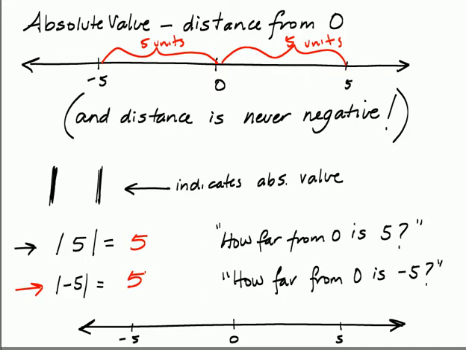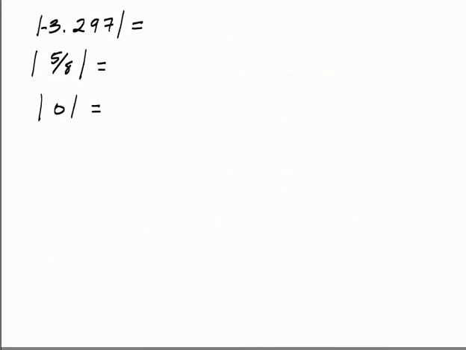Okay, next couple problems. What's the absolute value of -3.297? If you put that on the graph, how far away from zero would that be? Well, it would be 3.297 units. Pretty easy. How far is 5/8 away from zero? What's the absolute value of 5/8? 5/8. What's the absolute value of zero? How far is zero away from zero? Well, it's 0 units away. So that looks pretty easy so far, right?